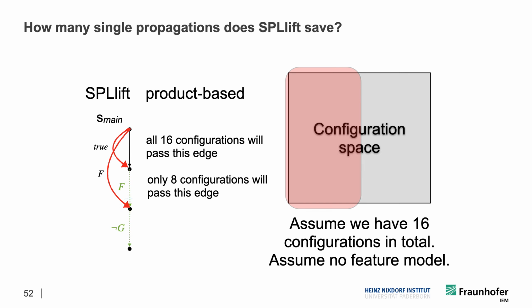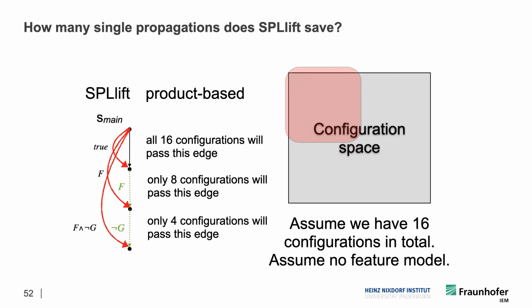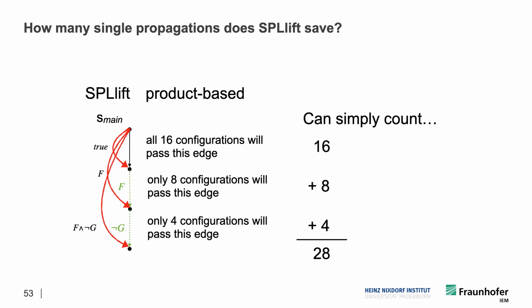And this goes on and on, right? So if we have a not G here, basically this configuration space is further reduced. So here we would save 3 out of 4 configurations and so on, right? So you can simply count this. In the end, you would have 16 plus 8 plus 4 different computations in the product-based analysis for these different products that are induced by this product line here. But here we only did 3 computations, so 25 we actually saved.